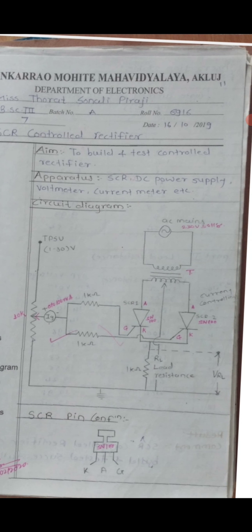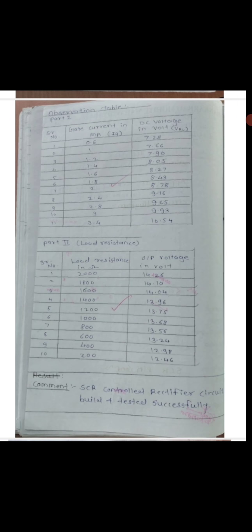In this way the circuit diagram is shown in the figure. Then the SCR pin configuration. See here, the SCR SN100 silicon controlled rectifier is a three terminal device. Here K is the cathode, A is the anode, G is the gate. Then see the observation table.